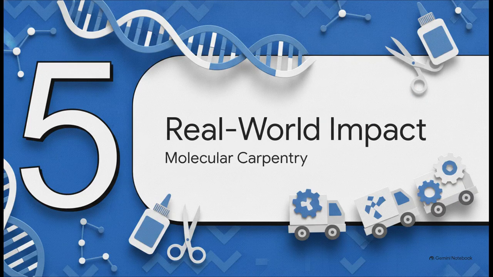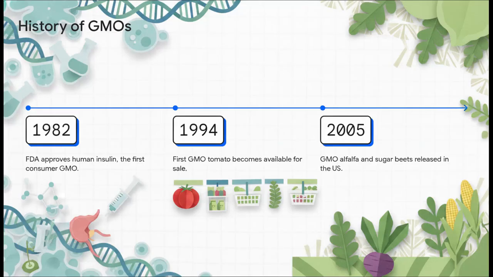And finally, Part 5. Real-world impact, molecular carpentry in action. So why does all this microscopic cutting and gluing actually matter? Well, this science has completely reshaped our modern world. Take 1982, for example. That is when the FDA approved human insulin for treating diabetes. That was the very first consumer genetically modified organism, built entirely with these exact recombinant DNA techniques, and it absolutely revolutionized medicine. Then in 1994, the first GMO tomato hit grocery store shelves.